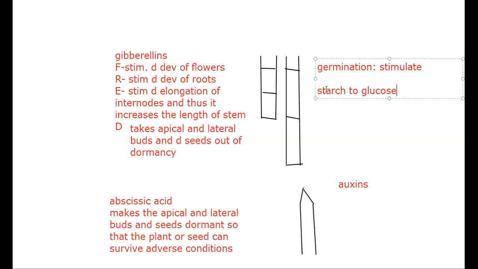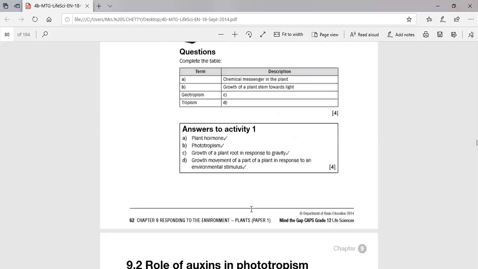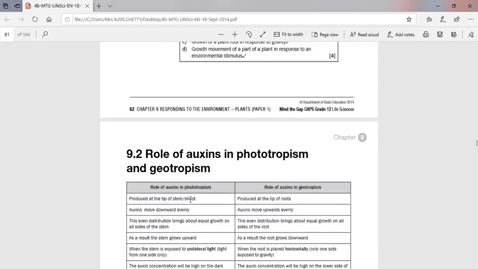Okay, my darlings? So those are the functions of gibberellins and abscisic acid. Good. So now let's go back and look at your functions of auxins. So auxins are very important, and as I said to you, they are produced at the tip of the stem and tip of the root.